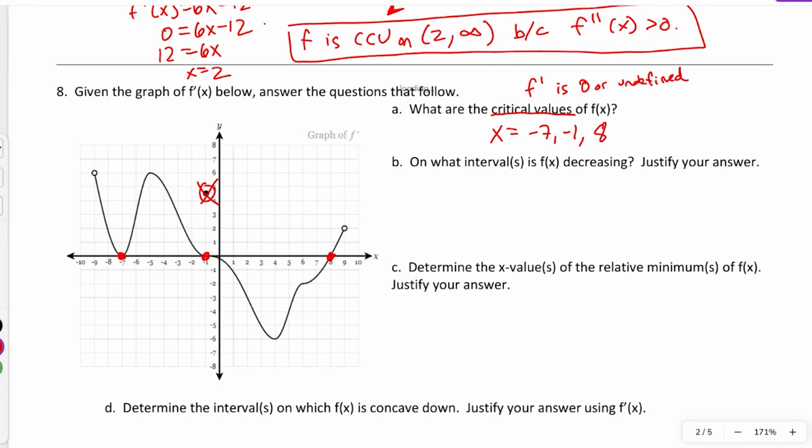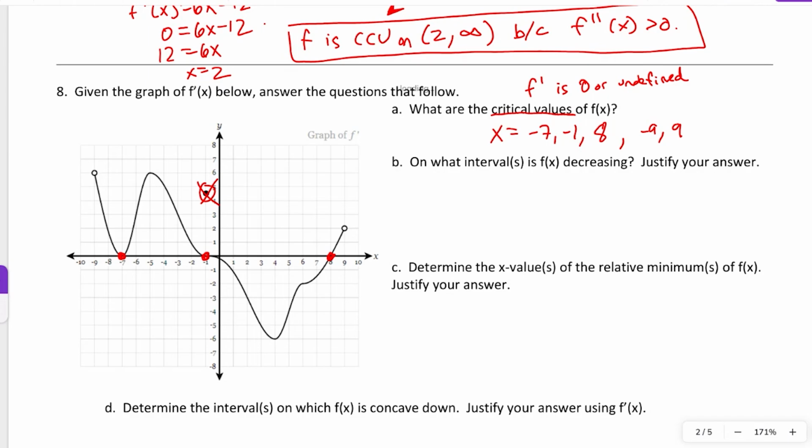Now, negative 9 and 9 are the endpoints, and technically those are locations where f prime is undefined. I'll make sure that the way that I word this question is a little clearer on the test, but technically negative 9 and 9 should be critical values because f prime is undefined there. But typically these questions are going to ask for open intervals, so you wouldn't include them. I wouldn't worry too much about that. As long as you got negative 7, negative 1, and 8 and you understand why those are answers, you'll be in good shape.